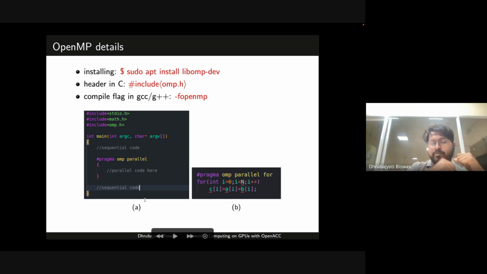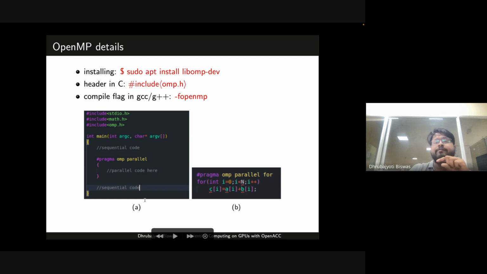For example, the example I have shown here is something like a vector addition. So your vector A is one of the vectors of length n, B is another vector of length n, and you are doing a vector addition and producing a vector C. This is a very common example in numerical methods or in physics or engineering problems.